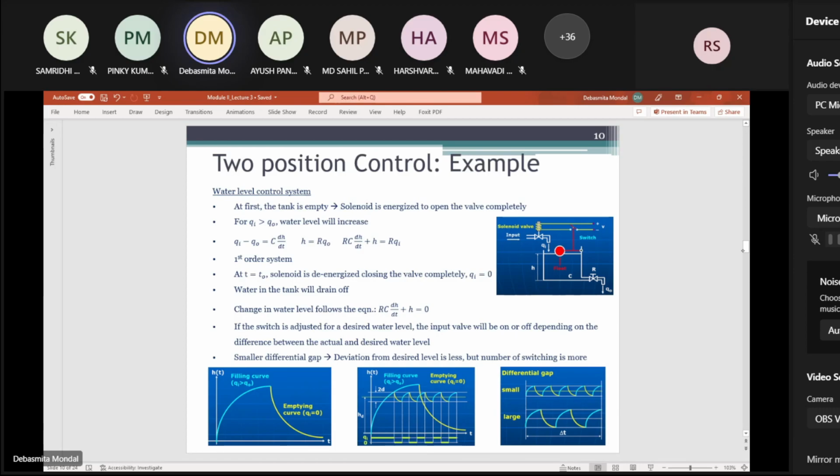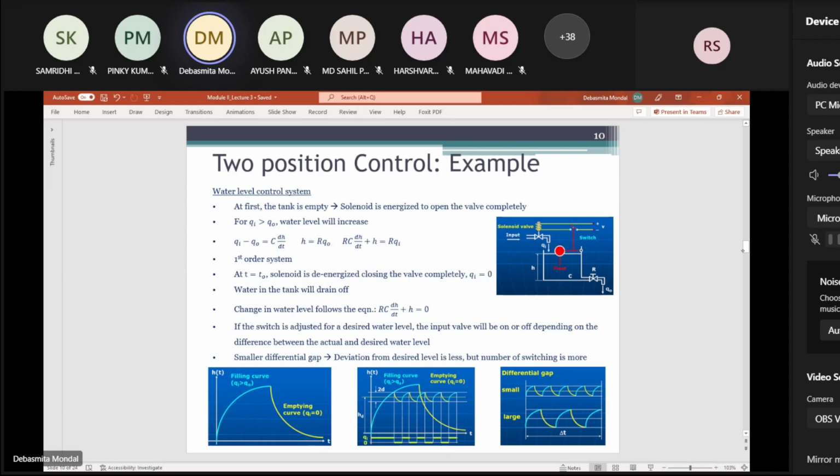level H, you will open this valve and water will flow into the tank, and the outlet valve is, let's say, also open. So some water is coming into the tank and some water is going out of the tank. If the rate of inflow of water, which is Qi, is greater than the rate of outflow of water, which is Qo, then the level of the water in this tank will increase.